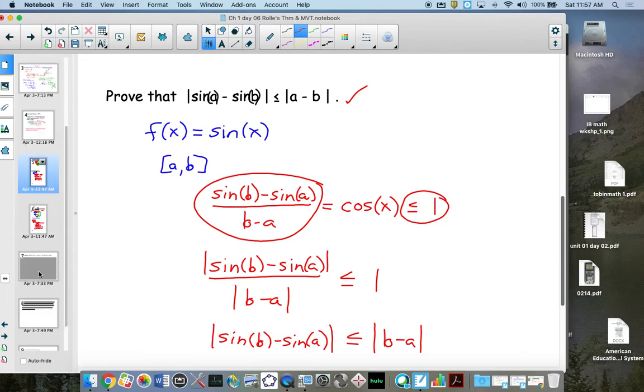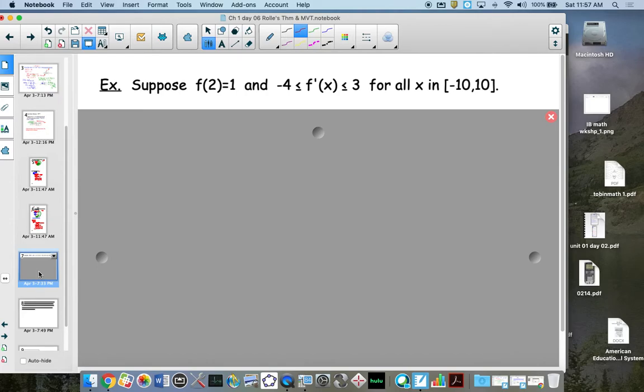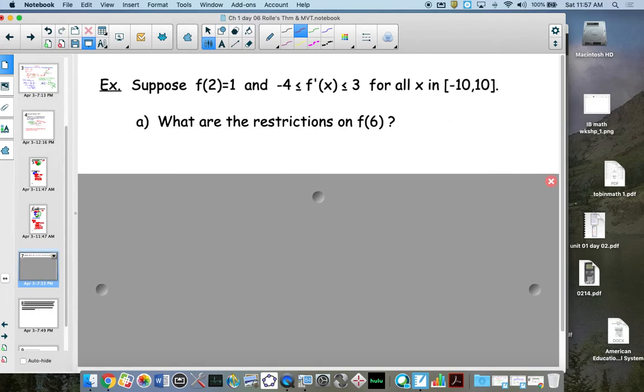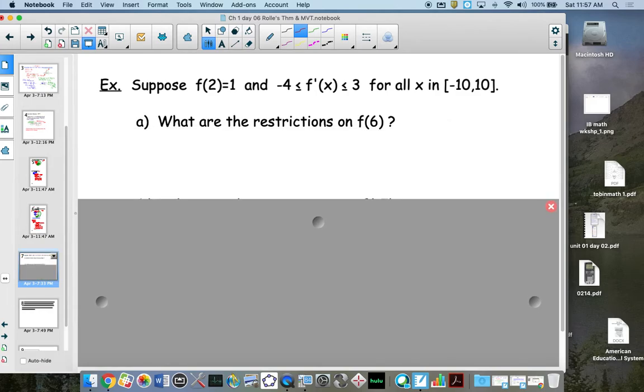Alright, let's go to one more problem here. Now this is a little different idea, but a lot of times these are pretty common problems that you'll see in a textbook section dealing with mean value theorem and Rolle's theorem. It says, suppose that f of 2 is equal to 1 and the derivative is between -4 and +3 for every x value in the interval from -10 to 10. What are the restrictions on f of 6?